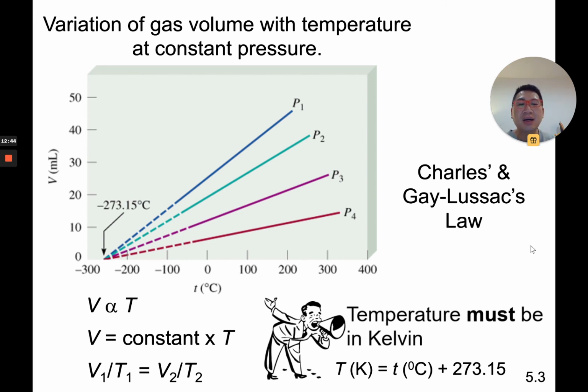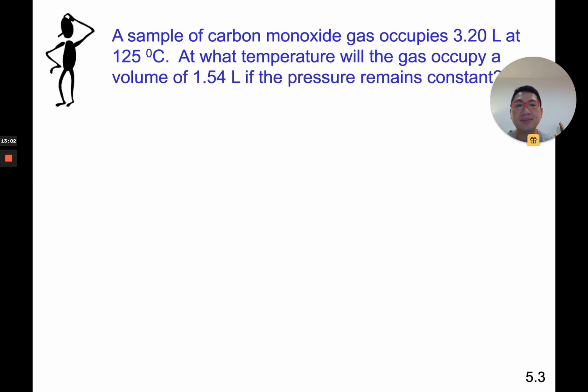There's no such thing as lower than that temperature, because if you're at 0 kelvins, that means it doesn't exist, and obviously you're not going to have less than that, because that would be negative volume, which makes no sense. Okay, so let's look at a sample question with this.